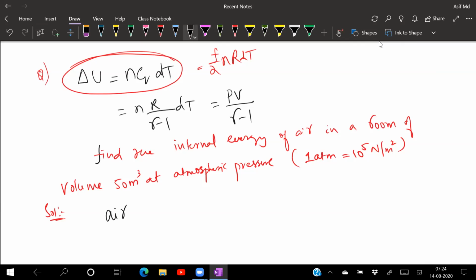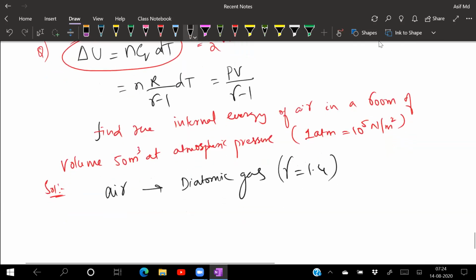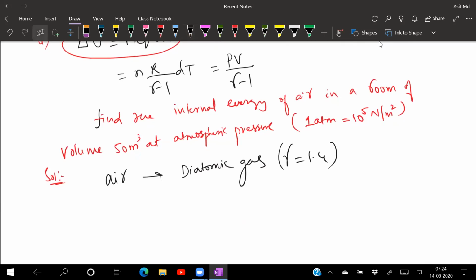Air is a mixture of so many gases. That is the reason we are taking it as a diatomic gas. Remember this every time. He has smartly given it without saying whether it is diatomic, triatomic, or polyatomic. He directly uses the word air. Whenever you see air, it always means diatomic gas. The gamma value for a diatomic gas is always 1.4.